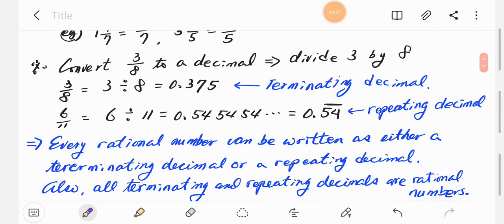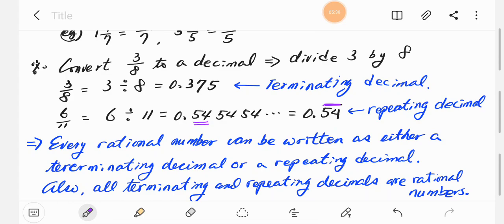6 over 11 is a rational number, but when you divide 6 by 11, it looks like this: 0.54545454 and so on. These two digits are repeating. When digits are repeating, we put a bar above the repeating part, 54. This means 54 keeps repeating. It does not terminate, but it repeats. So when there's a repeating decimal, that number is also a rational number.